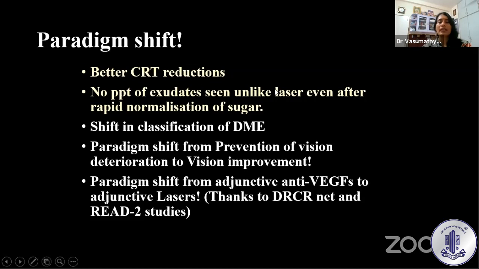And supposing there is a lot of exudates in a patient, we do excessive laser. Sometimes we see the precipitation of exudates and subfoveal exudates and all that. That is not seen with anti-VEGF agents. And there is also a paradigm shift.